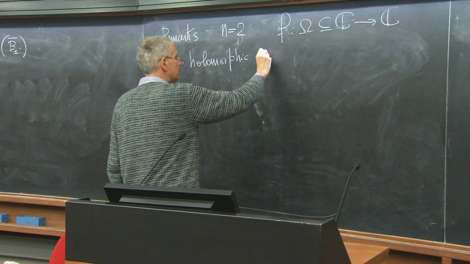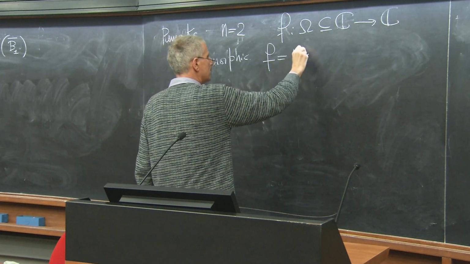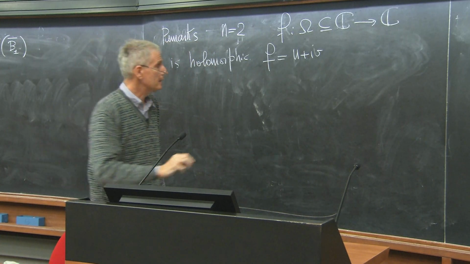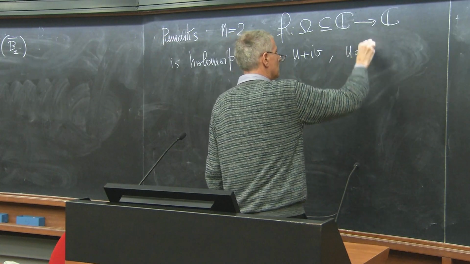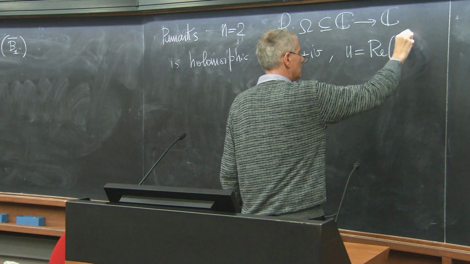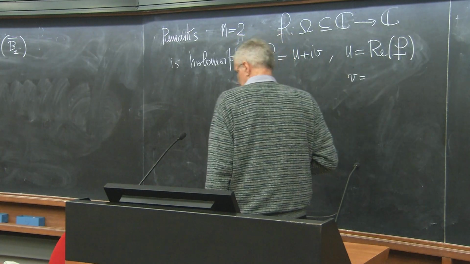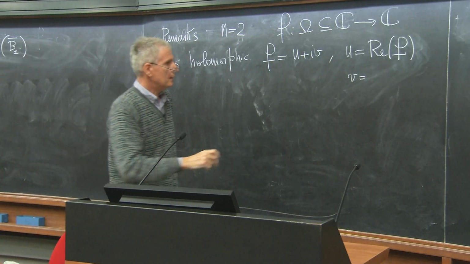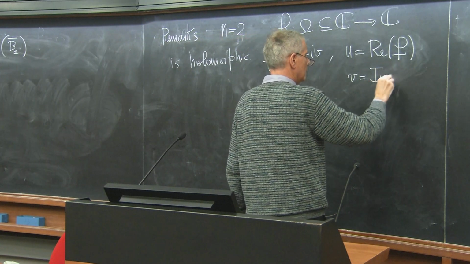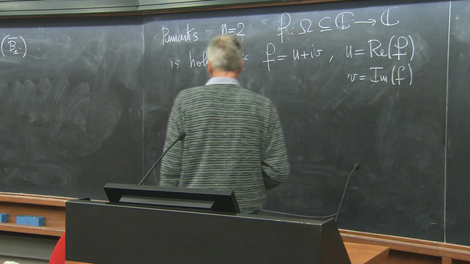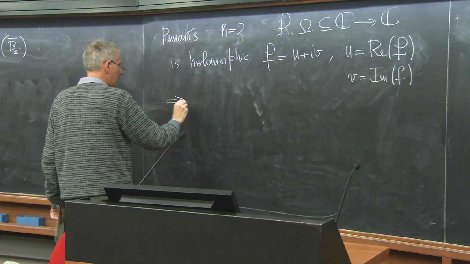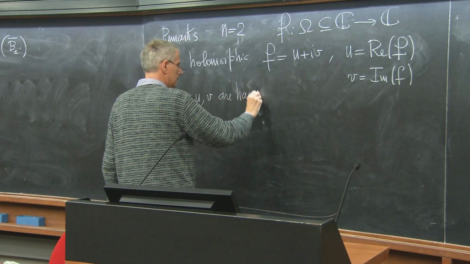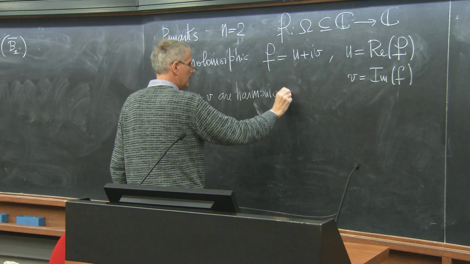Then write f equal to u plus iv, where u is the real part and v is the imaginary part. Suppose f is a holomorphic function, satisfying the Cauchy-Riemann equation. Then it happens that u and v are harmonic in omega.